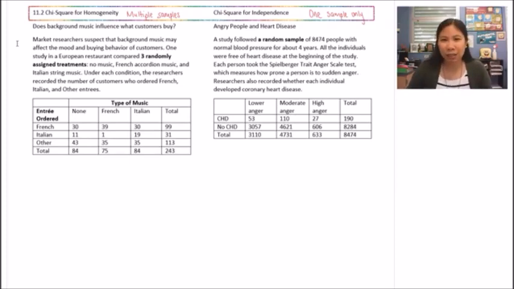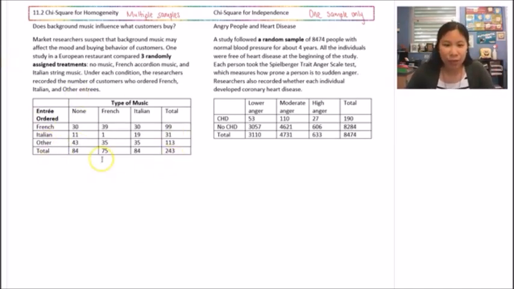In this study, you notice that there are 3 randomly assigned treatments. That means people are going into this restaurant and they're either going to get no music playing, French accordion music playing, or Italian string music playing. Each of those people that end up in whatever treatment is a whole separate group. So it's like having 3 different samples right here.